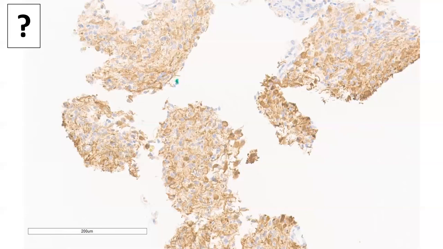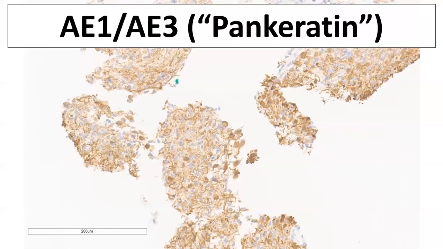There's pan-keratin and OLIG-2 have been offered. Perfect. I love that. OLIG-2 is a nuclear stain, so it's not OLIG-2. This is the opposite of OLIG-2, but that was a great guess. This is AE1, AE3 pan-keratin.